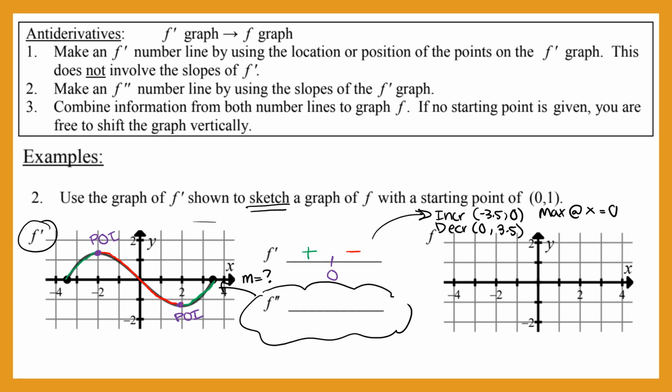So I'm going to go ahead and make our f double prime line now. Our POI points are going to be negative 2 and 2. And we know our second derivative is positive in these sections and negative in the middle.